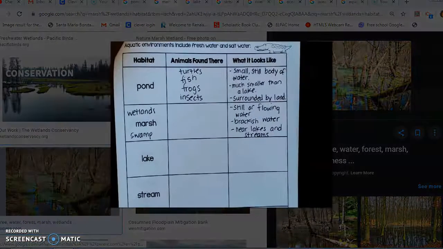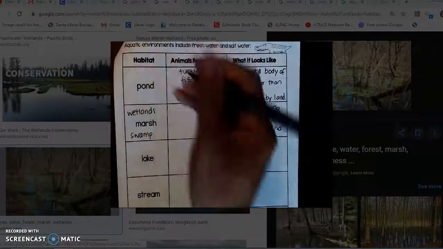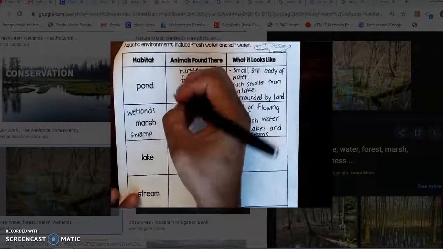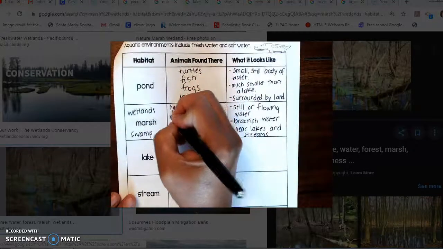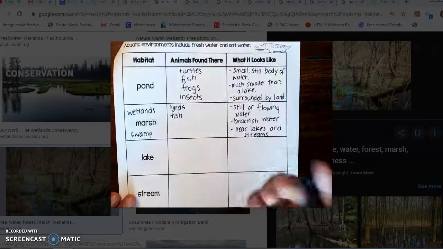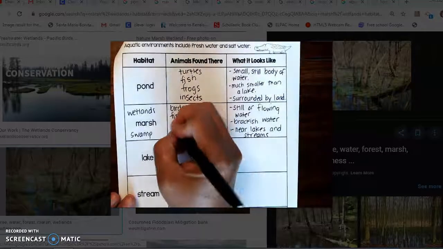So let's take a look at the animals that live in the marsh. We have birds, for sure. Fish, of course, because it is an aquatic environment. Frogs and tadpoles.